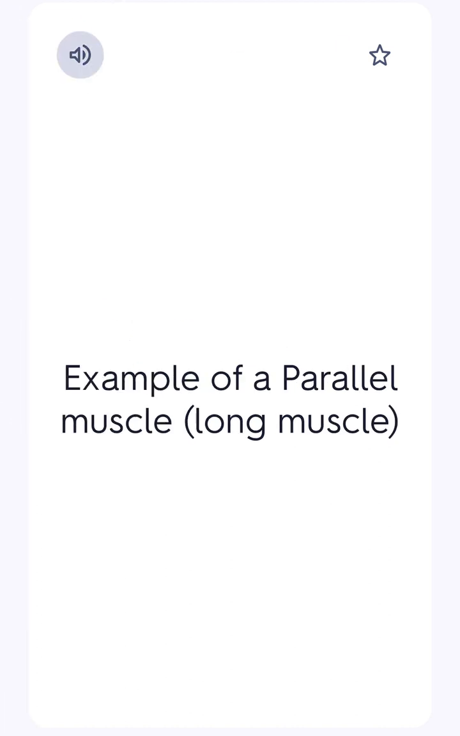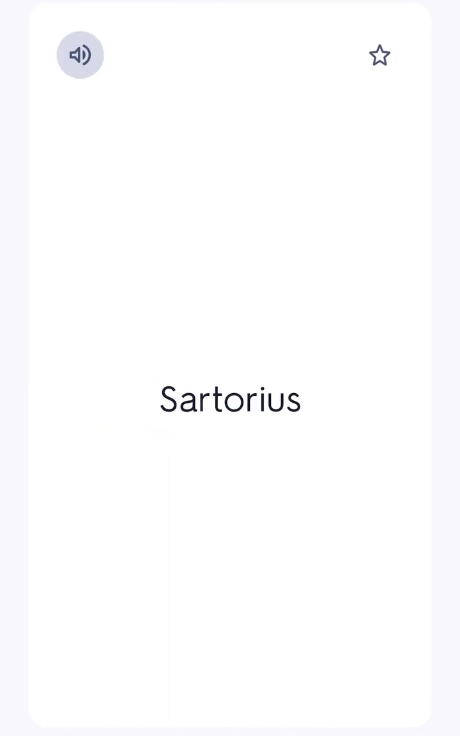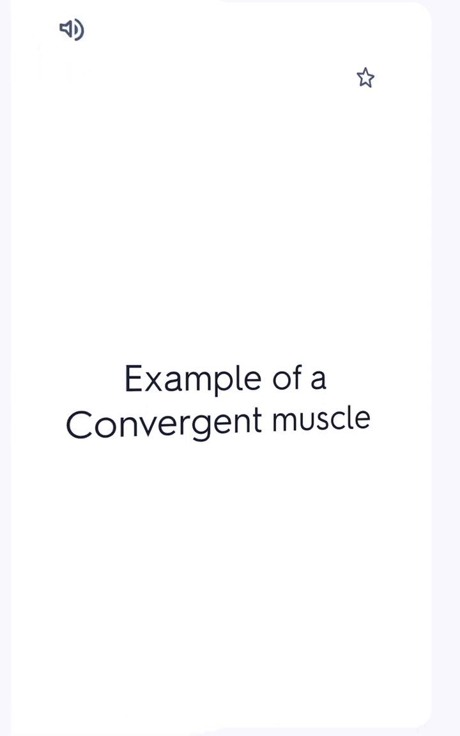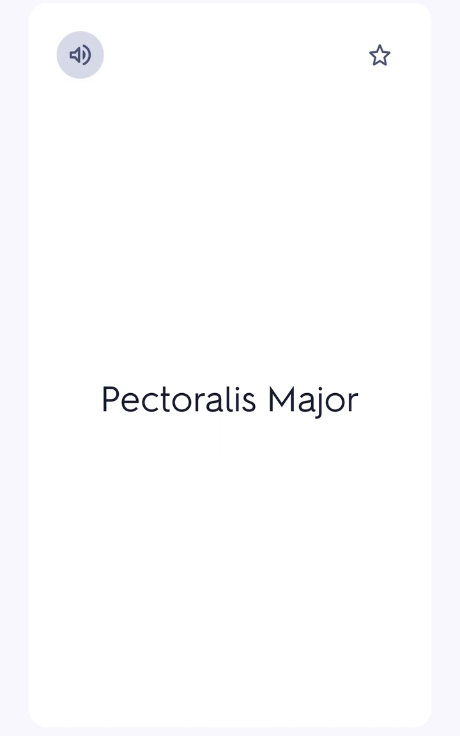Example of a parallel muscle: sartorius. Example of a convergent muscle: pectoralis major.